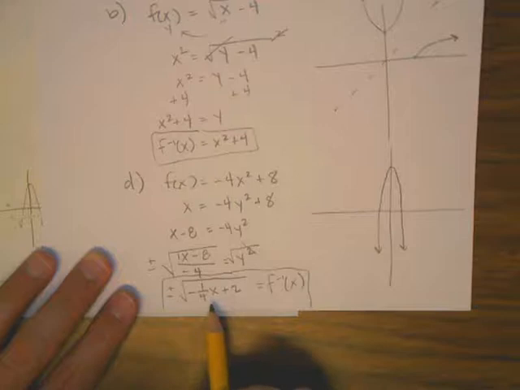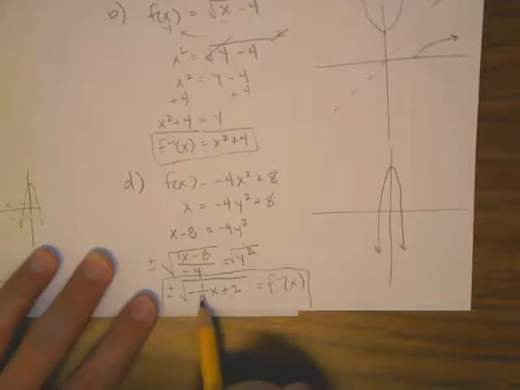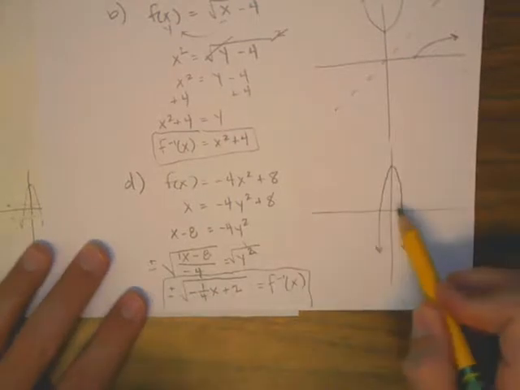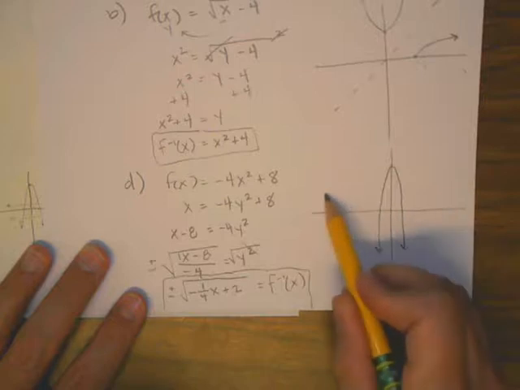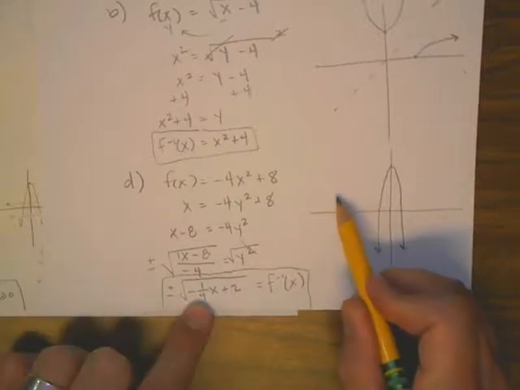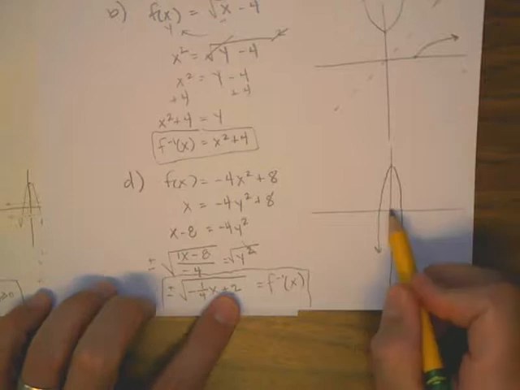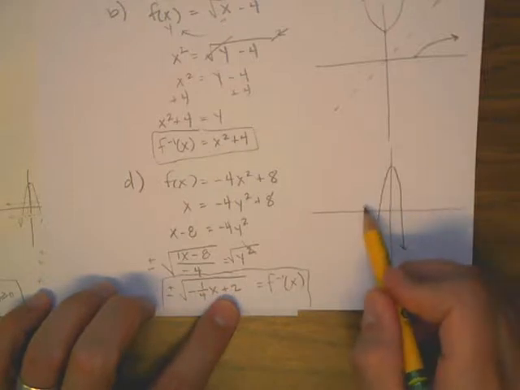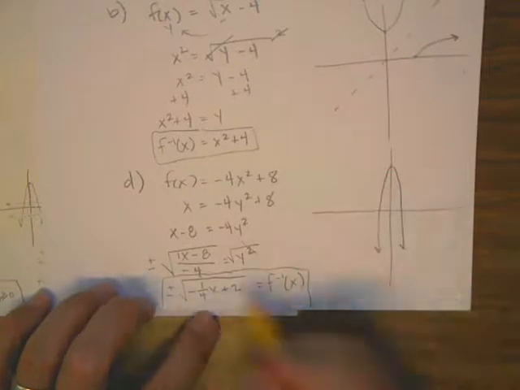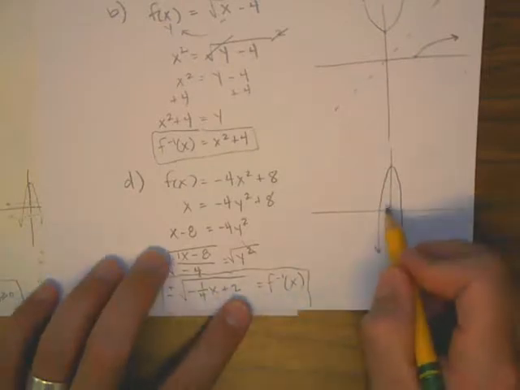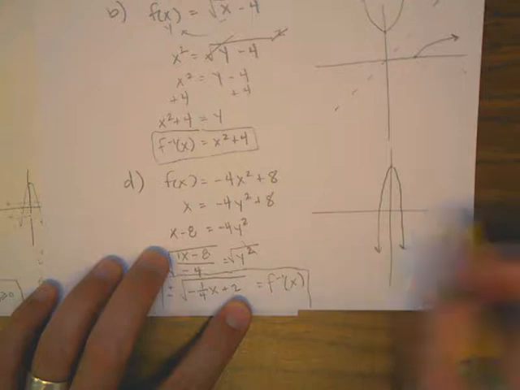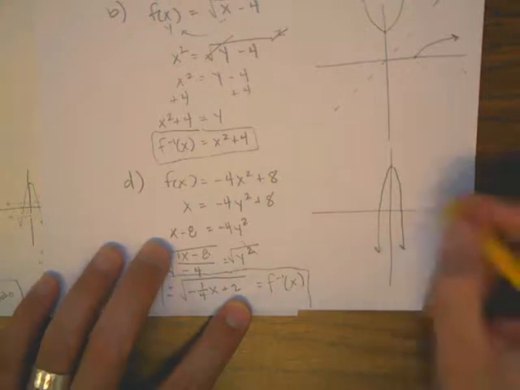Negative 1/4 makes a horizontal reflection, so instead of going this way, it's going to go that way. The 1/4 is a horizontal stretch, so it's going to make it skinnier. And the plus 2 is shifted left 2. Oh, right, and then the 4 stretch. So it's going to look like this. Sorry, shifted right 2. Anyway, it's going to look like this.